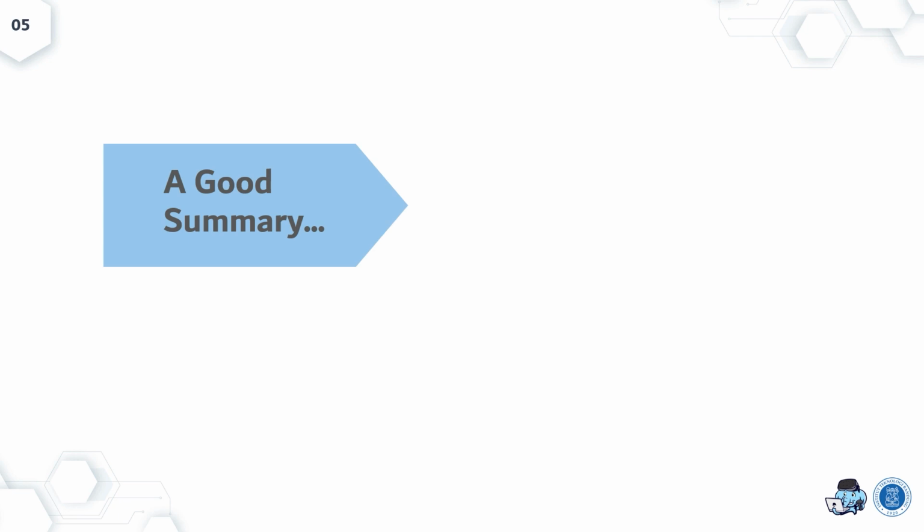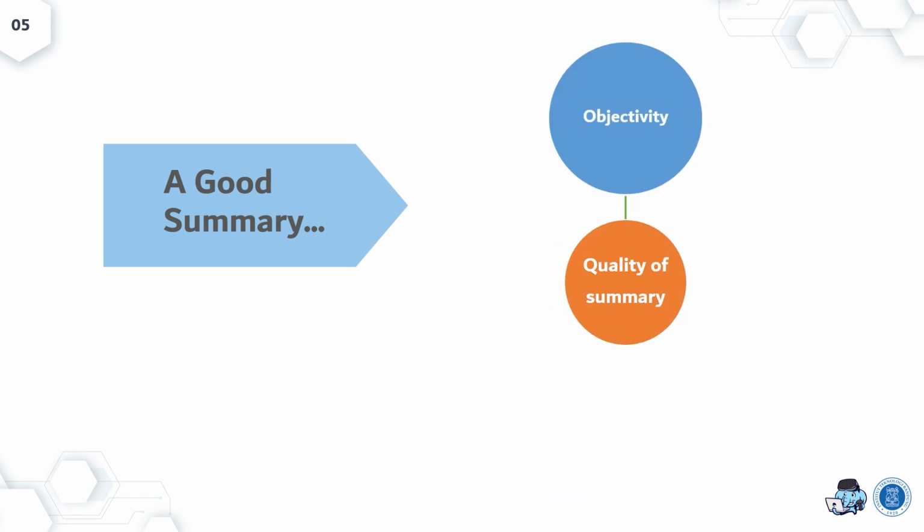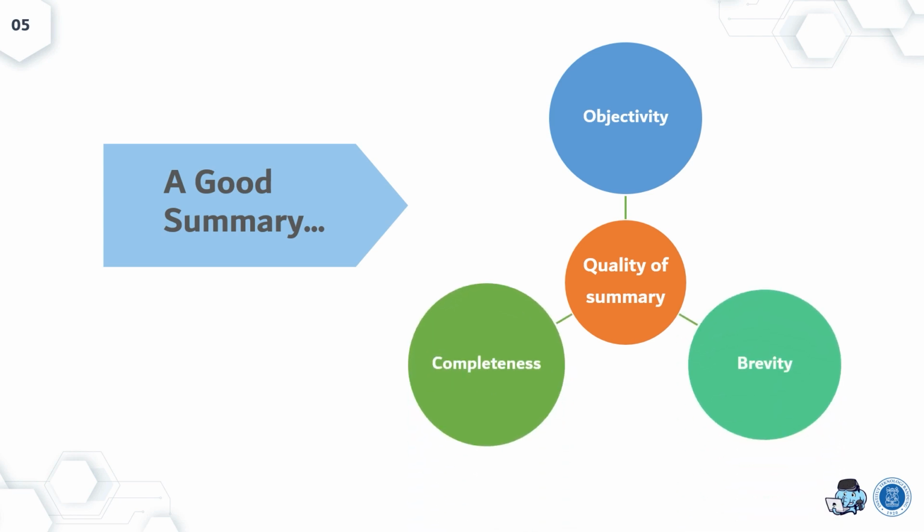Before we talk about the technique, I will talk about a good summary. What makes a summary a good summary? Actually, we have to consider the quality of the summary. There are 3 things that are very important. First one is objectivity. When you make a summary, it is very difficult to be objective because you will leave out and choose some information for your summary and it will be very subjective. But if you make it unbiased and you can prevent your own feeling on the subject, I believe you can achieve objectivity.